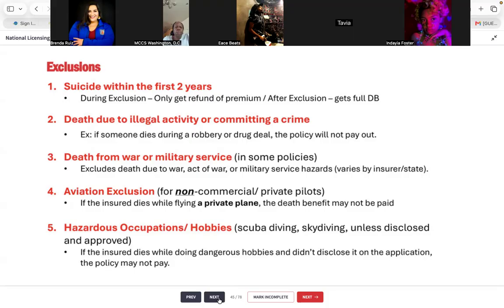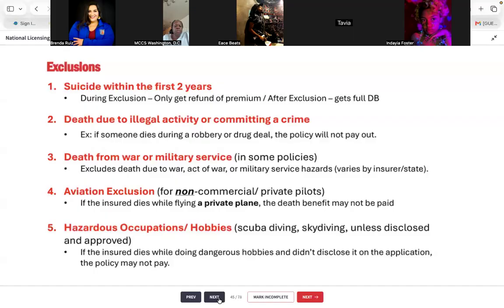Okay, they brought about the precedent of saying, hey, if you pass away because you were committing a crime, your beneficiaries will not be receiving a death benefit. There are some policies that exclude war or military service from being eligible for payouts. Okay, so this excludes death due to war, active war, or military service hazards, and it depends on the company and also on the state.